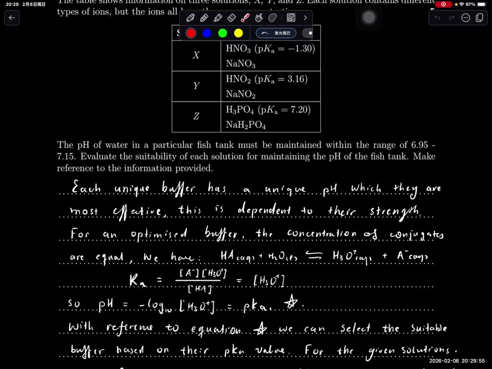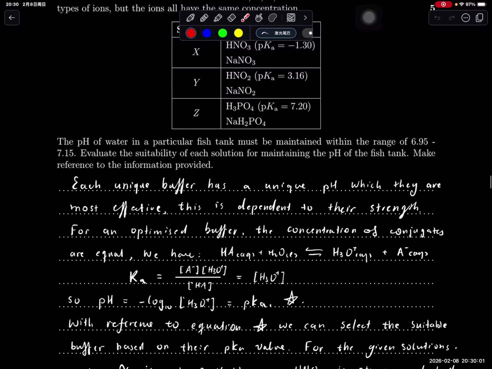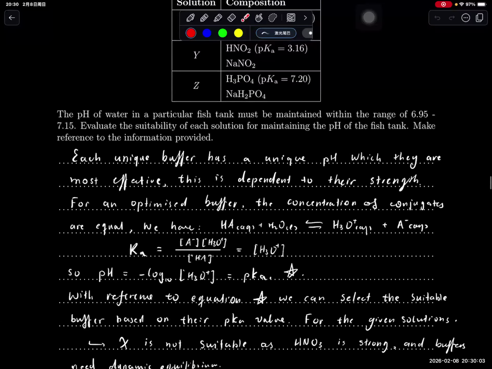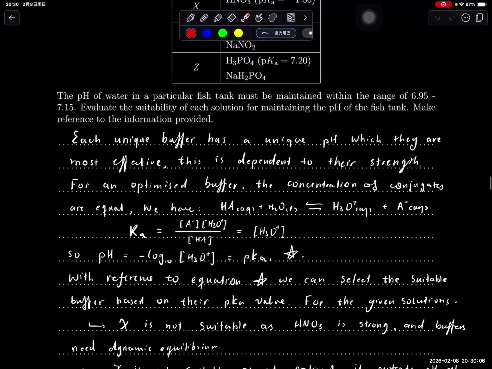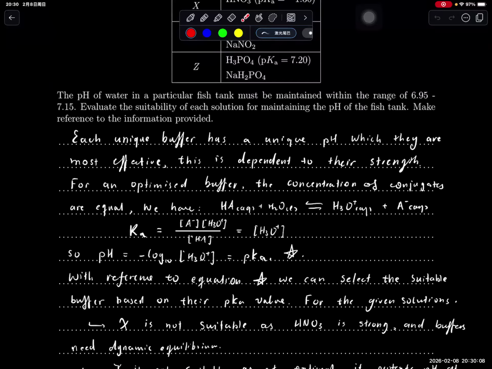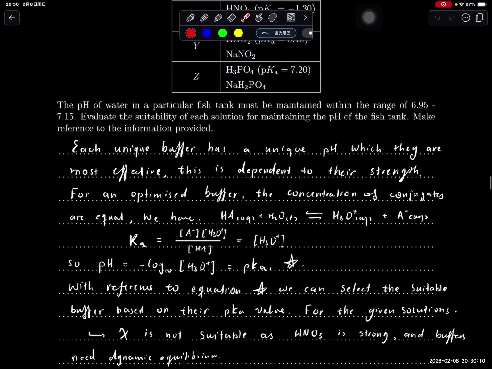Each unique buffer has a unique pH at which it is most effective. This is dependent on their strength. For an optimized buffer, the concentrations of the conjugates are equal. We have a general acid, I don't have an example, so I just use a general acid HA plus water, reversible, forward to produce hydronium and A minus, its conjugate.